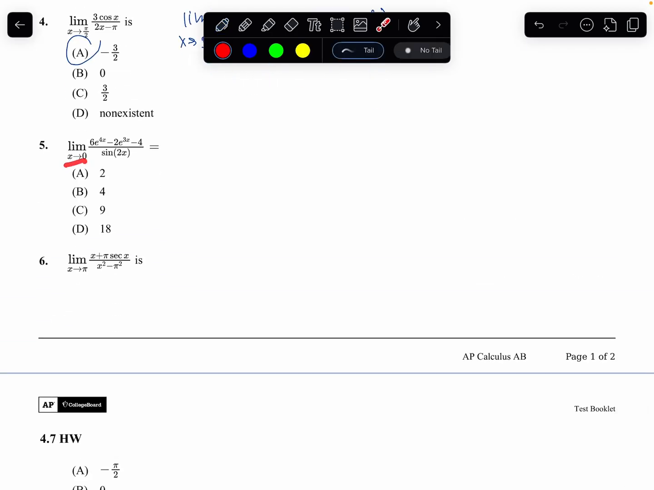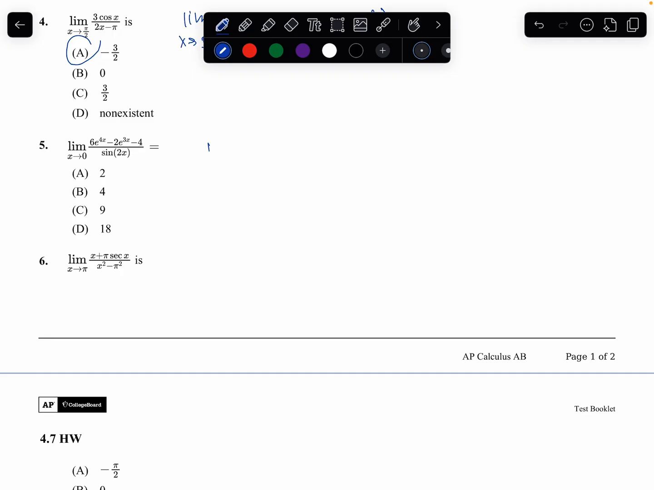So the limit as x approaches 0 of sine of 0 is going to be 0. If I plug in 0 here, that's going to be 6. If I plug in 0 here, that's going to be 2. 6 minus 2 is 4. 4 minus 4 is 0. So I get 0 over 0.